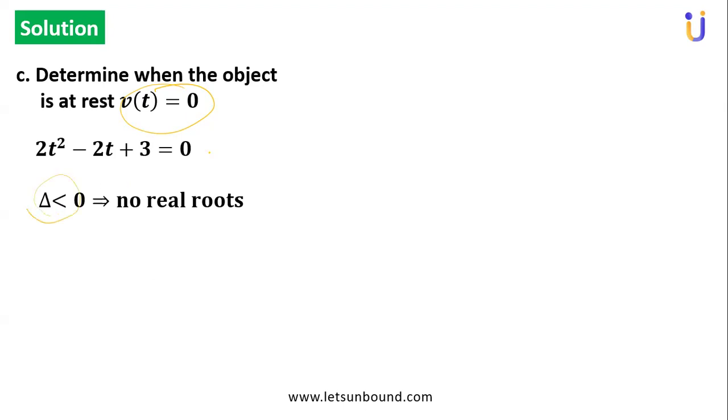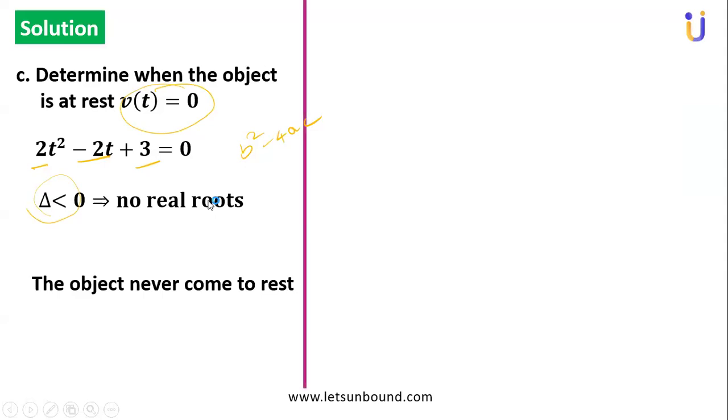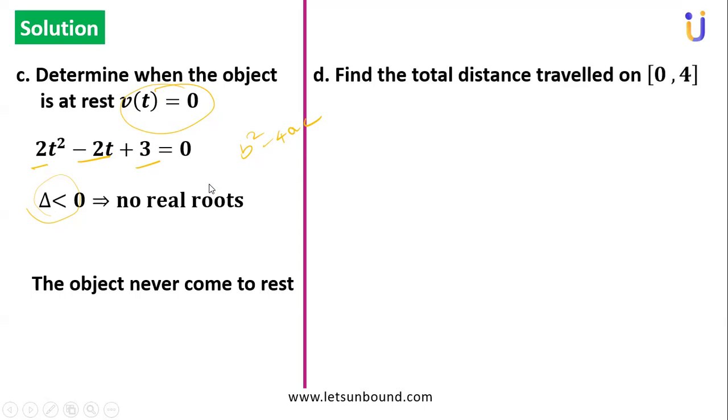So you check the discriminant, b square minus 4ac. This is b, this is a, this is c. And this is less than 0, no real root. So the object is not at rest at all. It never comes to rest. Got it? And find the total distance traveled on this particular interval.